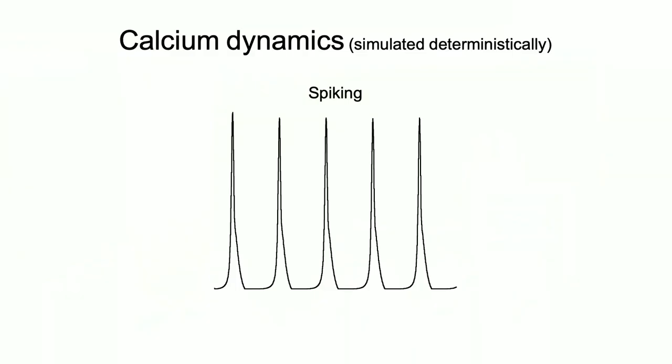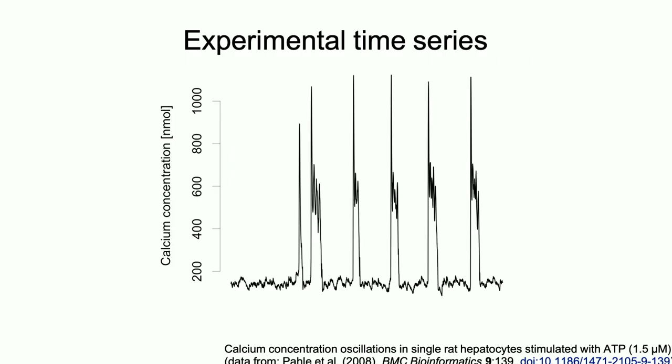Here you can see it oscillates, it shows these regular spikes. So this is the calcium concentration over time. Now, if you actually measure this in real cells, and this is data measured by collaboration partners of mine in England, you see it's not that smooth. You get these differences in amplitude of the peaks, you get secondary spikes, you get fluctuations around the basal level, and this is because you have random fluctuations in your system.